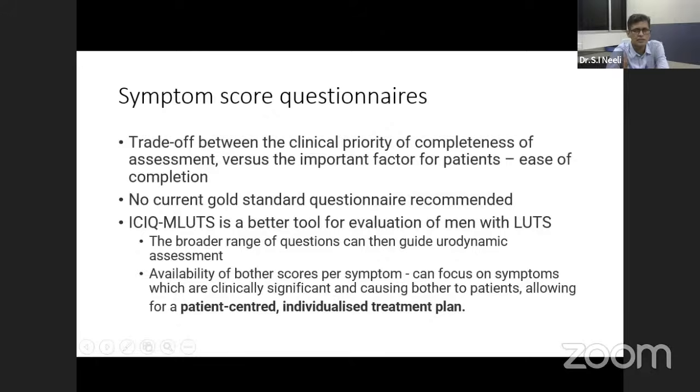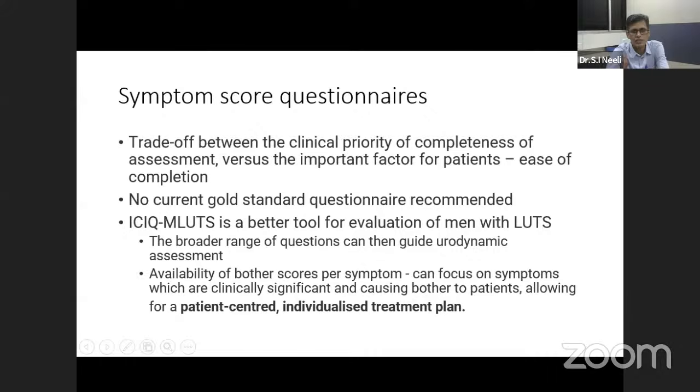If the patient is easily able to fill the score, then it is much more useful. At the same time, it will be helpful for us to assess the lower tract symptoms of the patient. Currently, there is no gold standard questionnaire which has been recommended. The most useful, better evaluation tool is the ICIQ-MLUTS, because it covers a broad range of symptoms, and it is patient-centered.